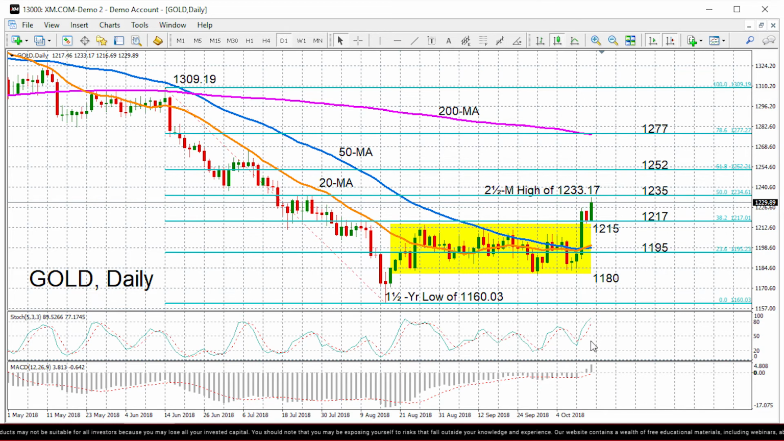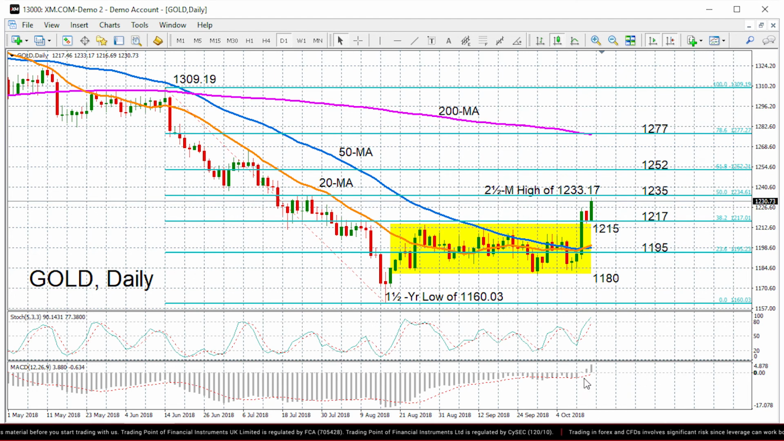If you have a look at the momentum indicators, stochastics are pointing to possibly an overbought market. The percentage K line has crossed above 80%. The D line hasn't done so yet, so there could be further gains to come in the next day or so before it actually becomes overbought.